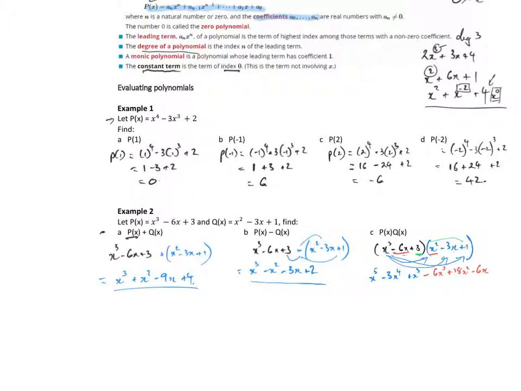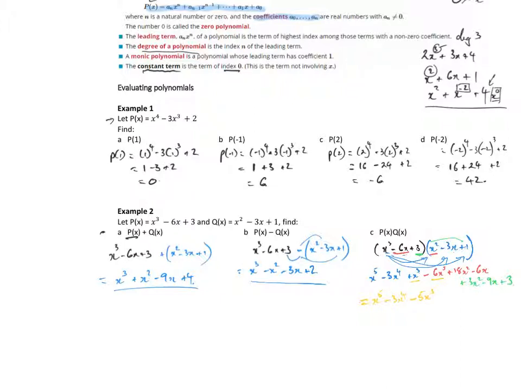I'll come down a little bit, plus 3x squared minus 9x plus 3. So let's put them all in maybe yellow. X to the 5, it's the only x to the 5 term. I've only got one x to the 4 term. Now I've got x cubed minus 6x cubed, so it gives me minus 5x cubed.